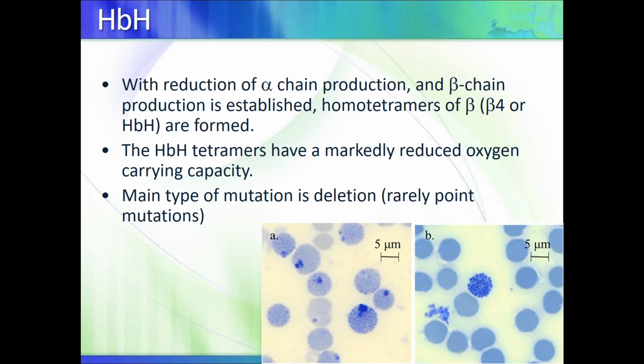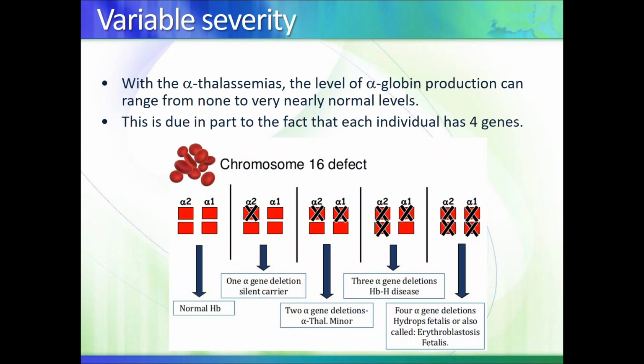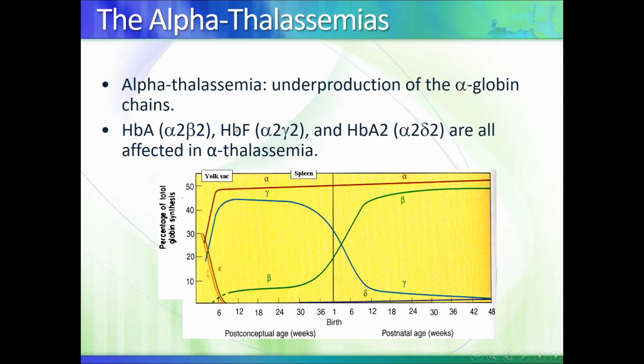Now remember this really important point. We have 4 alleles of alpha in a person's genome, and that results in variable severity. There are cases where you have deletion of 1, 2, 3, or 4 of the genes, so there are different levels of severity. If 1 is deleted, it's really no big deal. The person is known as a silent carrier. If 2 are deleted, the clinical symptoms are mild. If 3, then you have a higher tendency to form HbH, which is the homotetramer of beta globin. If 4 are deleted, then this is really severe, since alpha is produced early on in the fetal stage.